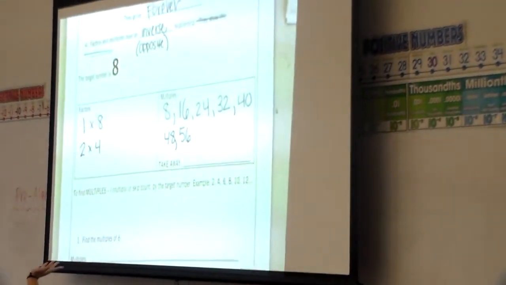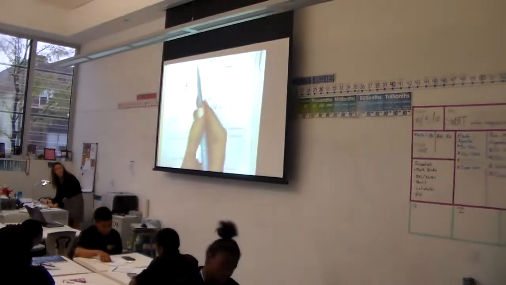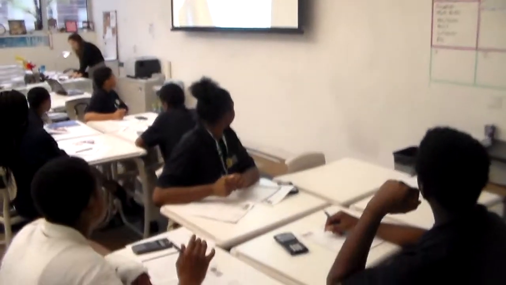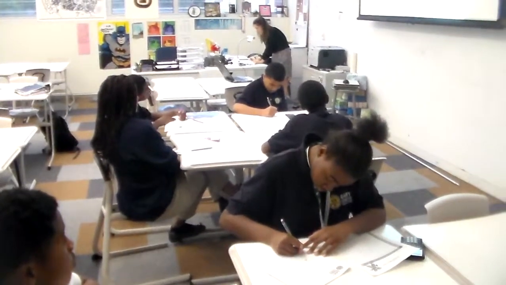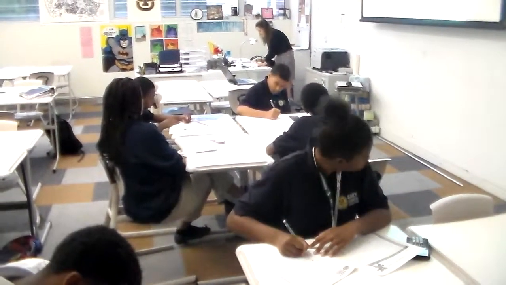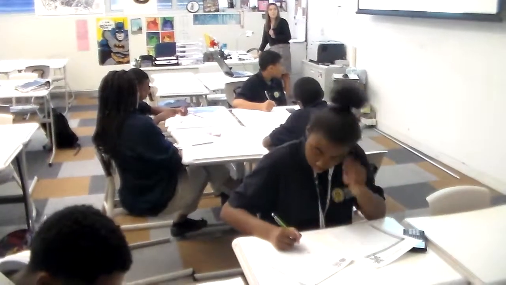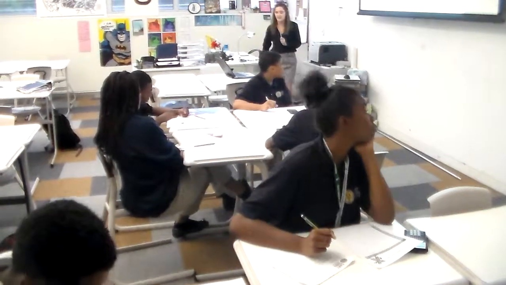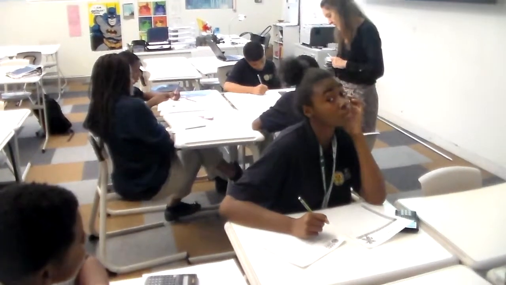So that's our answer: 1, 8, 2, and 4. And then to list them, let's list them in order. It would be 1, 2, 4, 8. So make sure you have this on your paper. Now we're going to practice in our groups. But there's one other way we talked about last week to find the factors. Let's go to the next one.